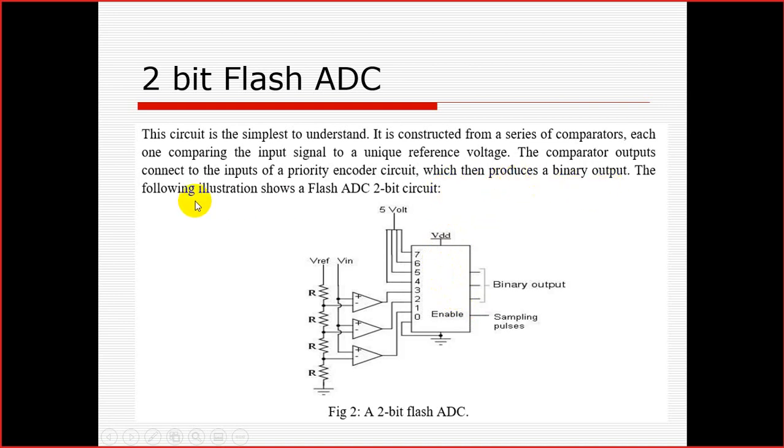The following illustration is shown in figure 2. In this figure we are using a 2-bit ADC. That means for 2-bit, we need to consider 2 to the n minus 1 op amps. So 3 op amps we are using over here. This is the input voltage that we are going to convert to binary, analog to binary, and this is the reference voltage.